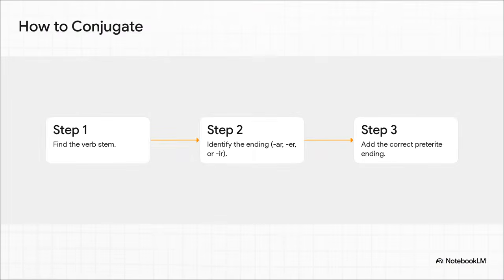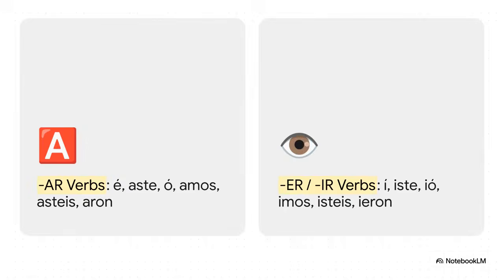It's really just a simple three-step process. You take a verb, let's say hablar. You find its stem by just dropping that ending, so you're left with habl, and then you just attach the correct preterite ending depending on who did the action. Simple as that. And here they are.